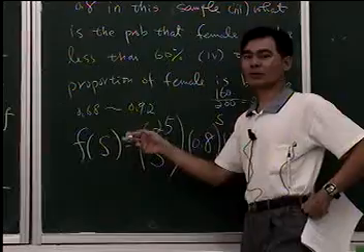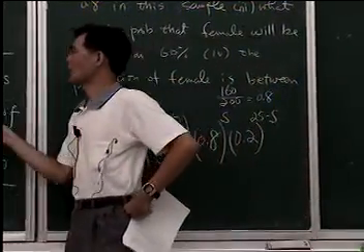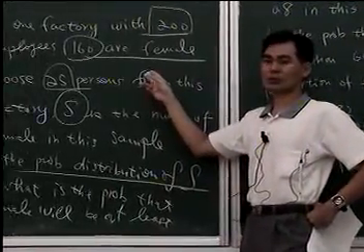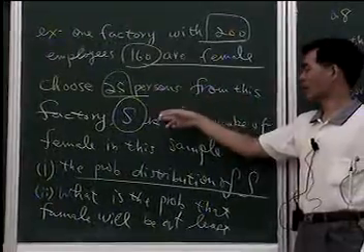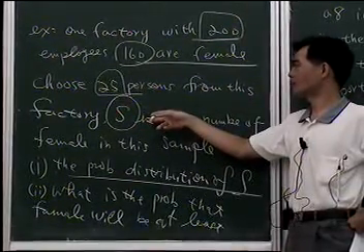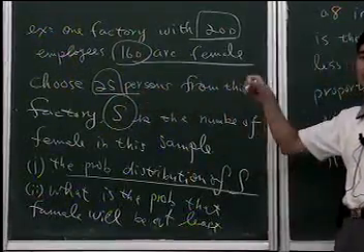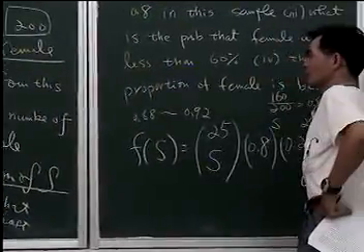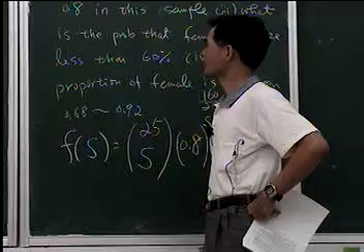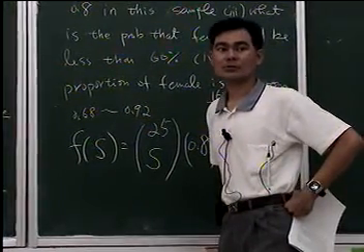This is a binomial distribution, okay? Because there are only two choices. And in this case, how many experiments you have done? You do 25 times. You choose 25 people from this factory, okay? Any questions?